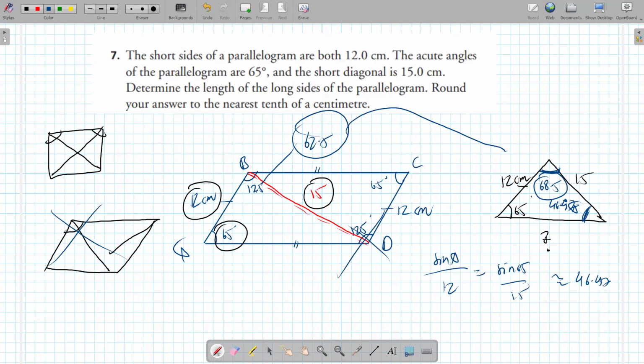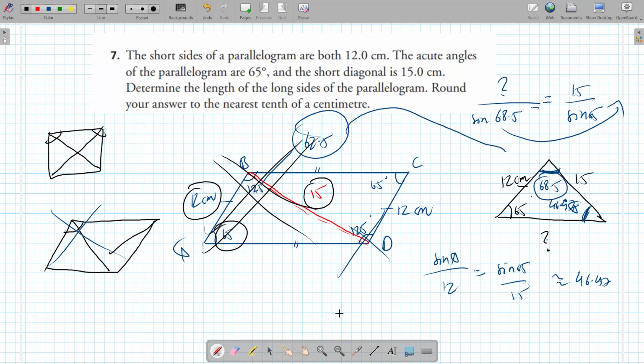And from here, it's easy to find this. It's just going to be question mark over sine of 68.5 is equal to 15 over sine 65. Multiply both sides by sine 68.5 and you are done. Cool? All right, so it does not cut it in half. The diagonal doesn't cut it in half. And again, when you're in doubt, you can always double check like we did here. It does not cut it in half.